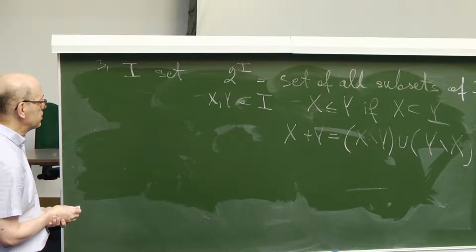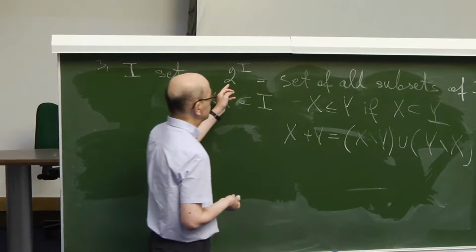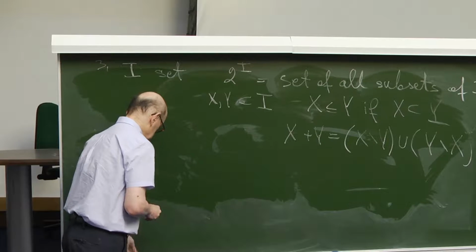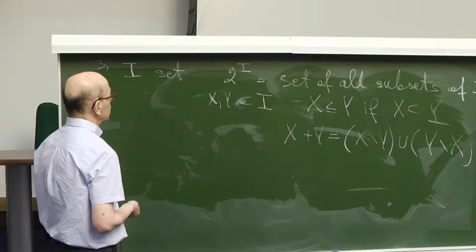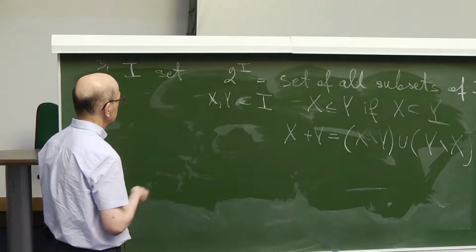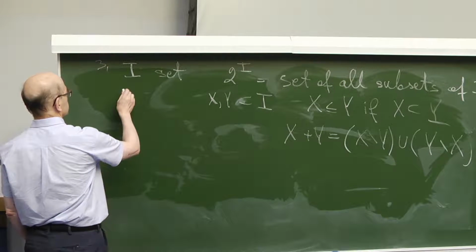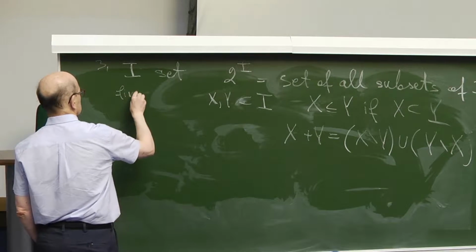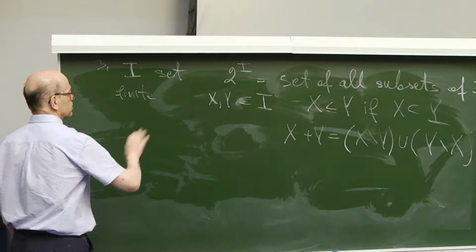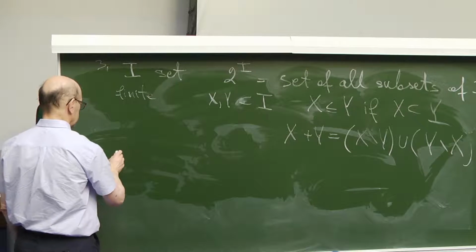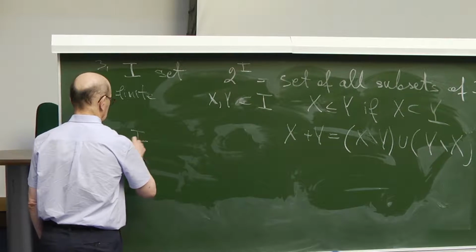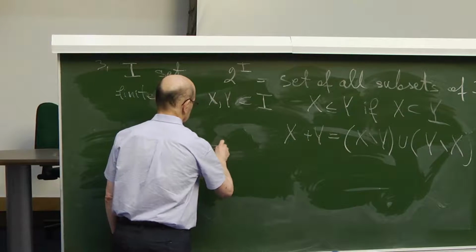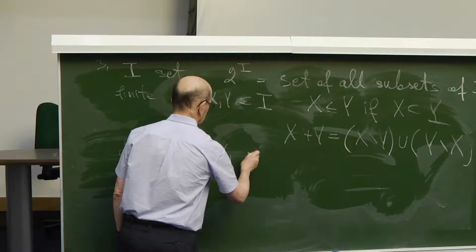Now, this might look a little strange, but if you think about this set of all subsets, let's just for simplicity of exposition suppose that I is finite. What I said doesn't use finiteness, but just for this discussion, 2 to the power I is nothing else than the direct sum of Z2s numerated by elements of I.